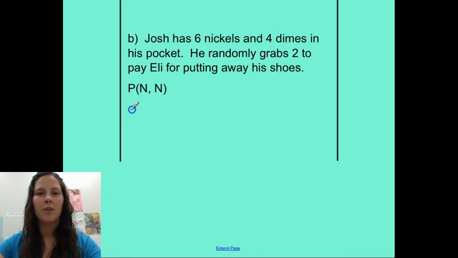This next question is for my boys. Jeremiah and Eli love to collect coins. So if my husband has 6 nickels and 4 dimes in his pocket and he randomly grabs 2 to pay Eli to pick up after him, what's the probability that Eli ends up with 2 nickels? So after Josh pulls a coin out of his pocket, does it change what he could pull next? Yes, once the coin is pulled out of his pocket to pay Eli, it's no longer there for him to choose again. So the probability that the first coin he pulls out is a nickel is 6 out of 10. There's 6 nickels and 10 total coins. Once he's pulled out a nickel, there's 5 nickels left, and now there's only 9 coins. He's given Eli 1 of them.